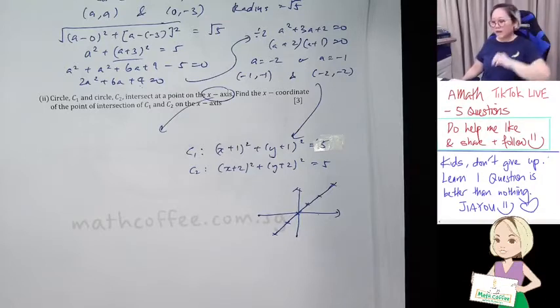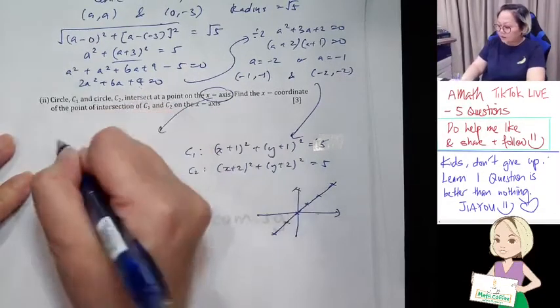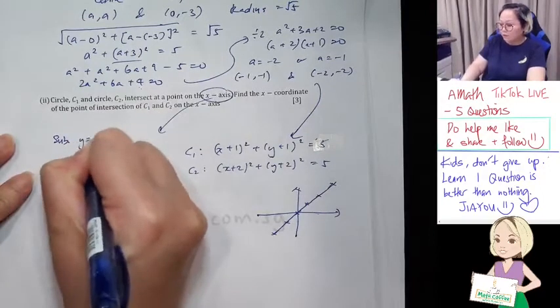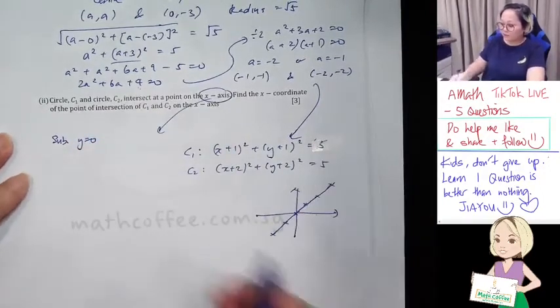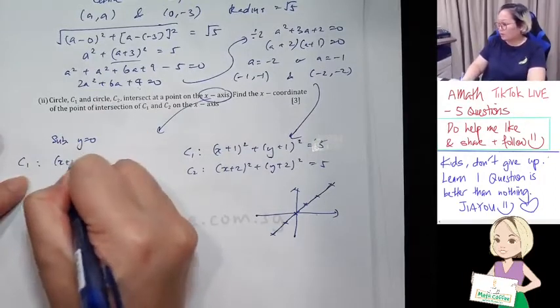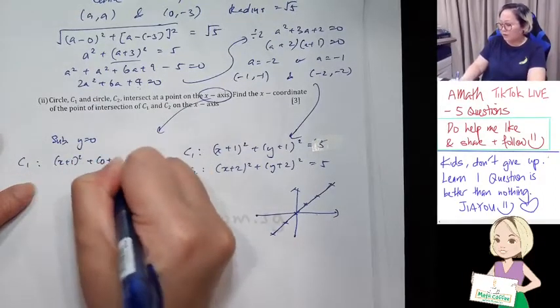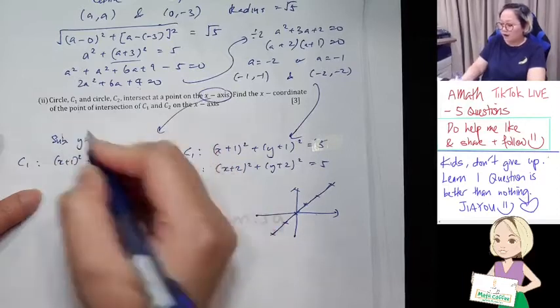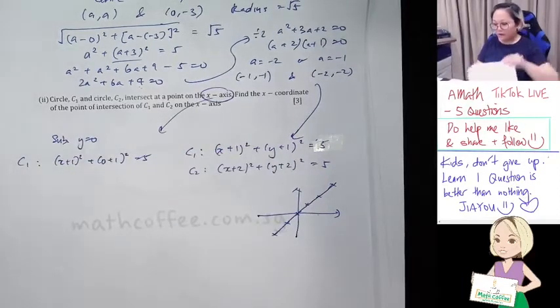Okay? Yes, y is 0. Well done. So I just need to sub y equals to 0 into the equation. So C1, when I sub it in, is just x plus 1 square plus 0 plus 1 square equals to 5. Okay, kids, I don't have to show the full working.